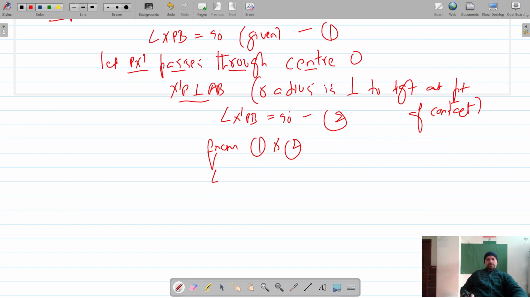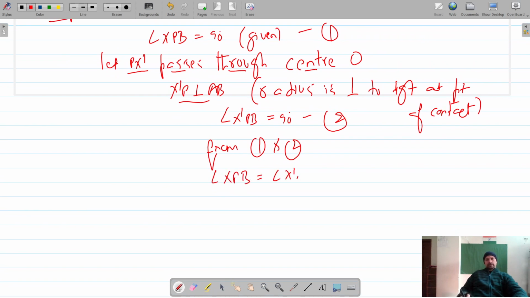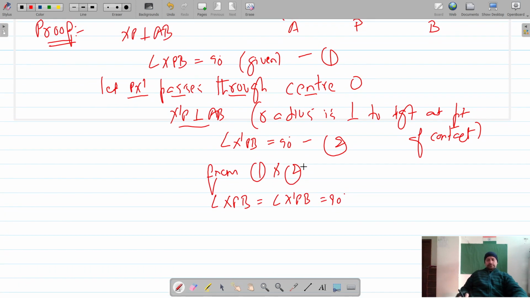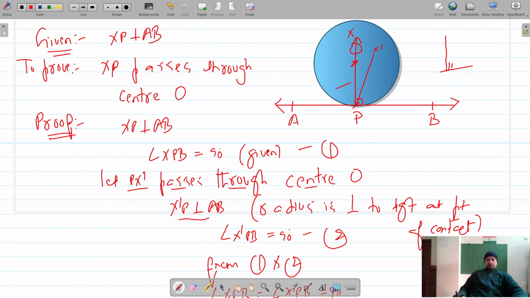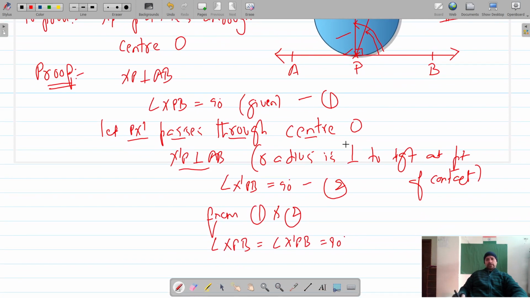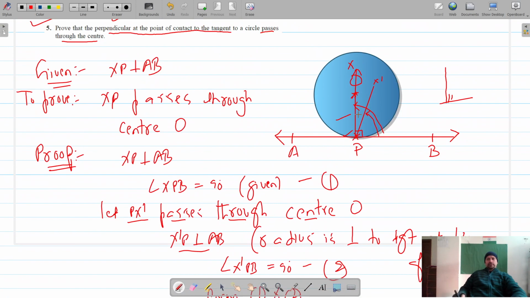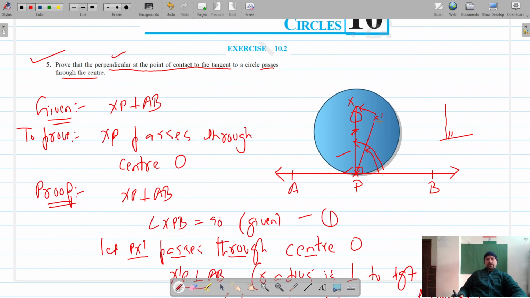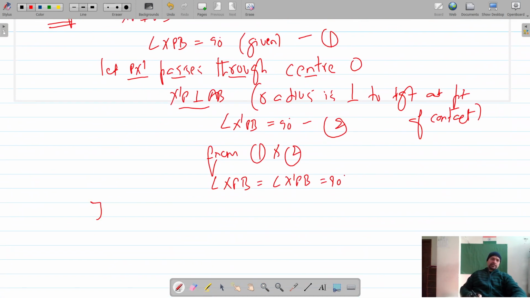Now from 1 and 2, angle XPB is equal to angle X dash PB, both equal to 90 degrees. Through one point P, there cannot be two different lines making 90 degrees. So this is possible only when X and X dash coincide, because from the same point we cannot have two different angles.